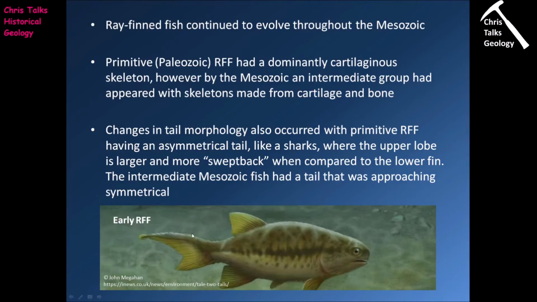group of cartilaginous fish. Now, what we begin to see as we move into the Mesozoic and we start to see the appearance of this intermediate group, we see obviously the skeleton having less cartilage and more bone, and we see the tail becoming more symmetrical. So we see this upper portion here essentially becoming less swept back and similar in dimensions to the lower portion.